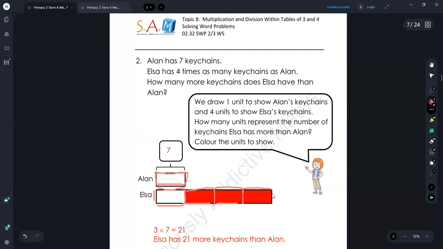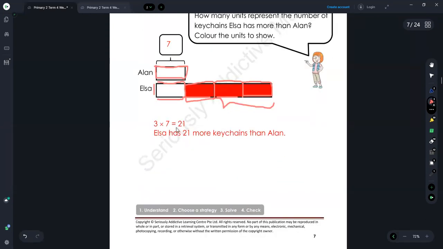Where is the question mark? Okay, where is the question mark? Is it this? It shouldn't be this, right? Because then what it means is you are just finding out how many keychains does Elsa have. So more than would be this part, isn't it? Right, this is the more than. Okay, more than. Right, so how do they do the question? They know that 1 box is 7, 1 unit is 7. So the more than has got how many units? 1, 2, 3. Right, 1, 2, 3. So it should be 3 times 7. All right, and then write the statement. Elsa has 21 more keychains than Alan.